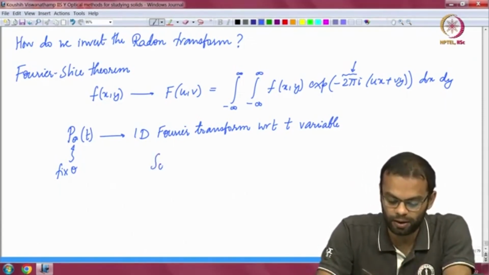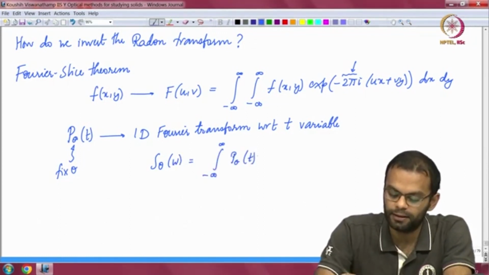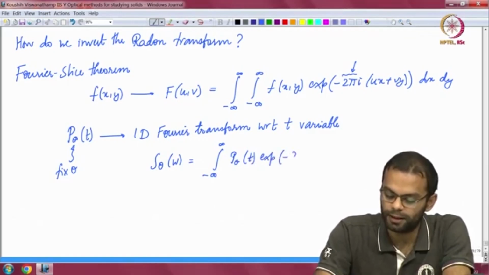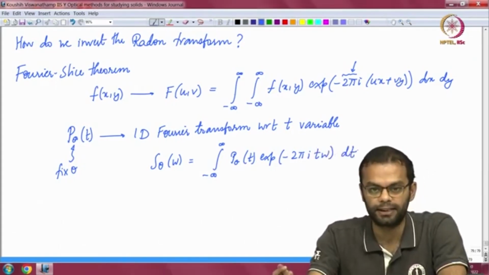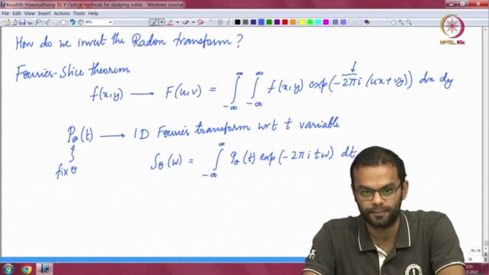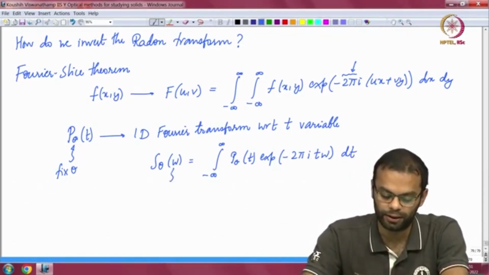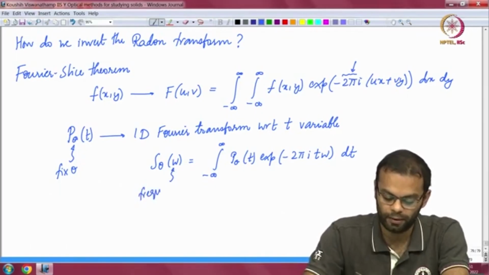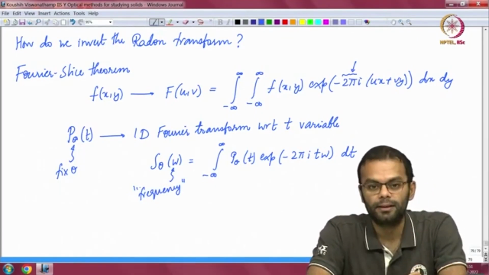We get something that we will call s theta of w. So, this is minus infinity to plus infinity p theta of t exponential minus 2 pi i t w dt, right, just like the usual 1D Fourier transform that we discussed. Now, the t dependence is gone and you get a w dependence. So, w is like your frequency, right, in the frequency domain.